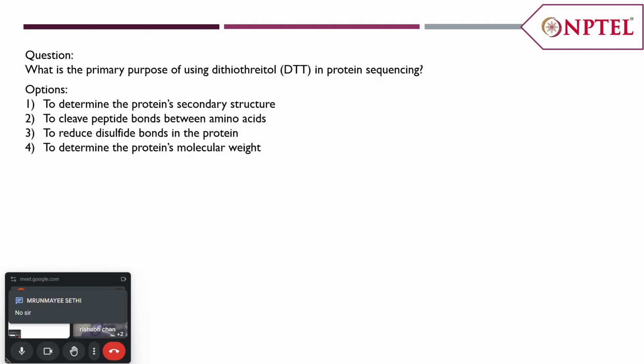Now we are moving towards protein sequencing. So just now we have completed the DNA sequencing part. Now we are moving to protein sequencing. What is the primary purpose of using dithiothreitol in protein sequencing? What can be the correct answer?